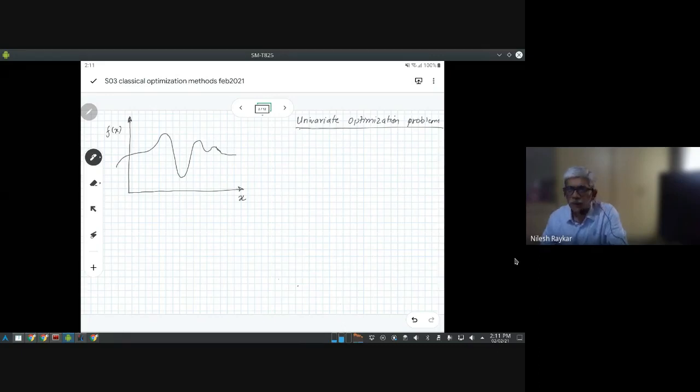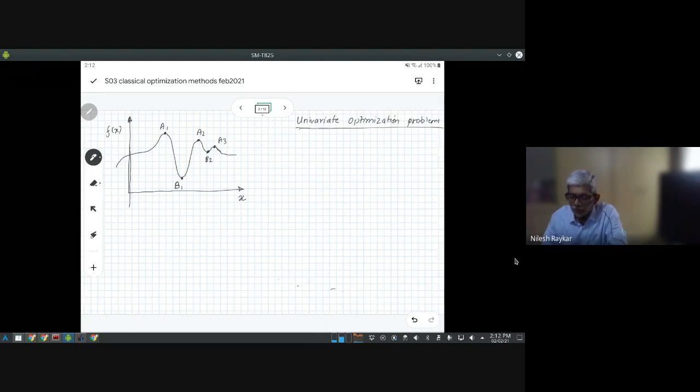So this particular function has multiple maxima and minima. If you count the maxima, there are 1, 2, and 3 maxima. And if you count minima, I'm just examining the region which is in the first quadrant. So in the first quadrant, this is maxima. So A1, A2, and A3 are maxima, and B1, B2, these are the minima.